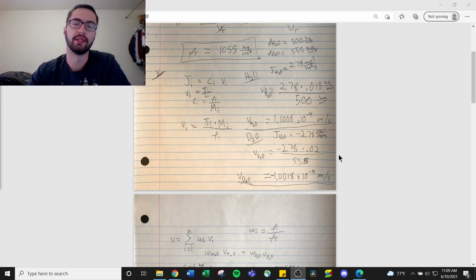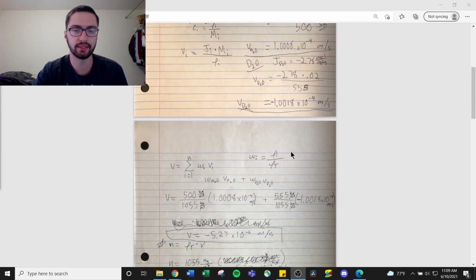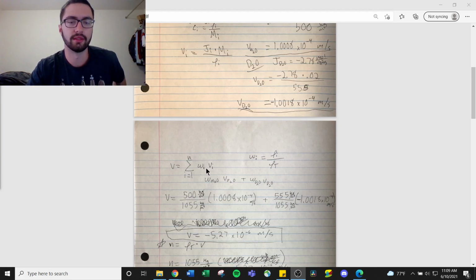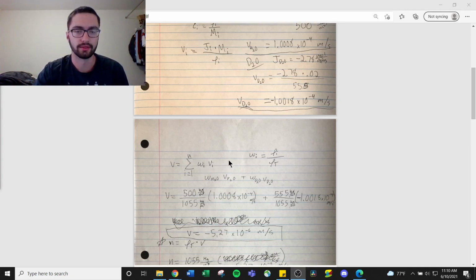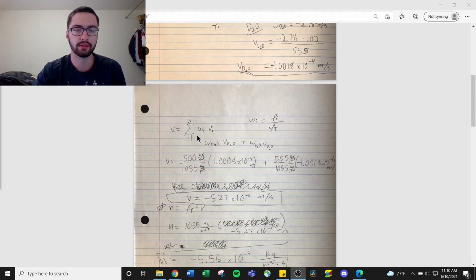Now that we have the velocity of each component, we can figure out the mass average velocity pretty easily. The mass average velocity is equal to the sum of the mass fraction of the component times the velocity of the component. Since we have two components, we can expand this out to the mass fraction of H2O times the velocity of H2O plus the mass fraction of D2O times the velocity of D2O.